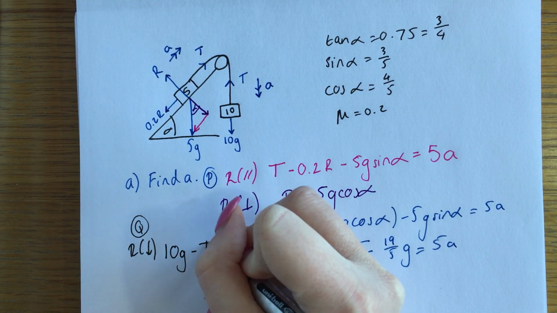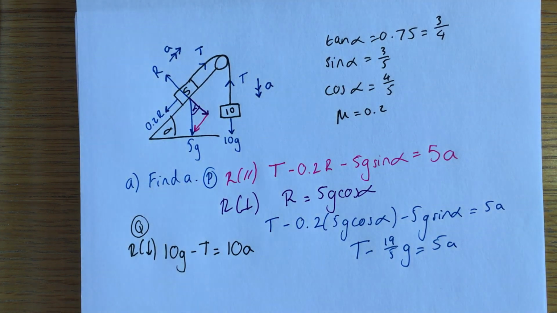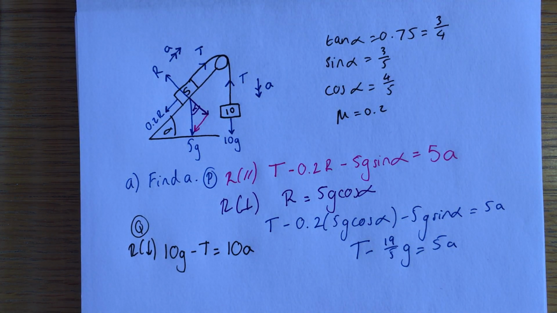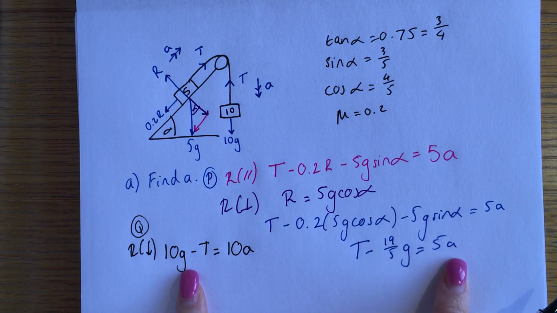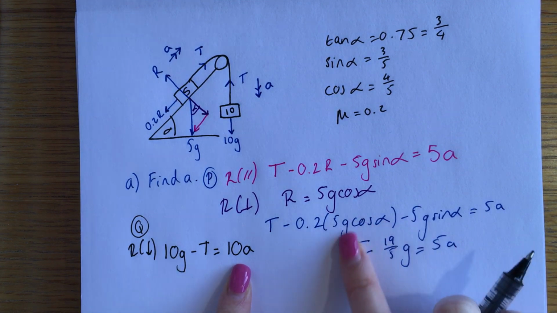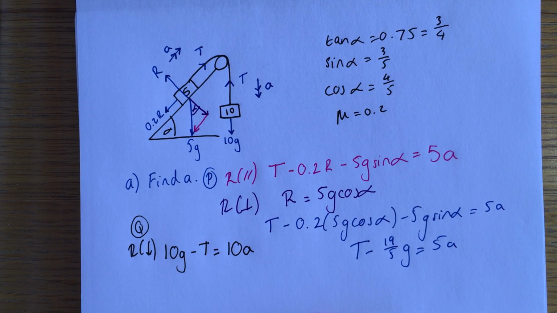So 10G subtract T is equal to the mass 10 times my acceleration, A. So now I have two items to compare. Now I want to solve for A, because I could easily multiply this one by 2 to make it 10A equals, and then find a solution for T, and then substitute it in for A. But if I don't have to find something else first and I can go straight for A, then I will do.